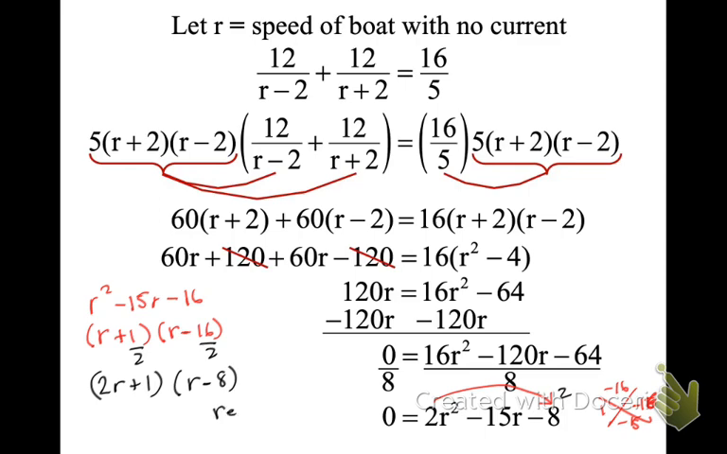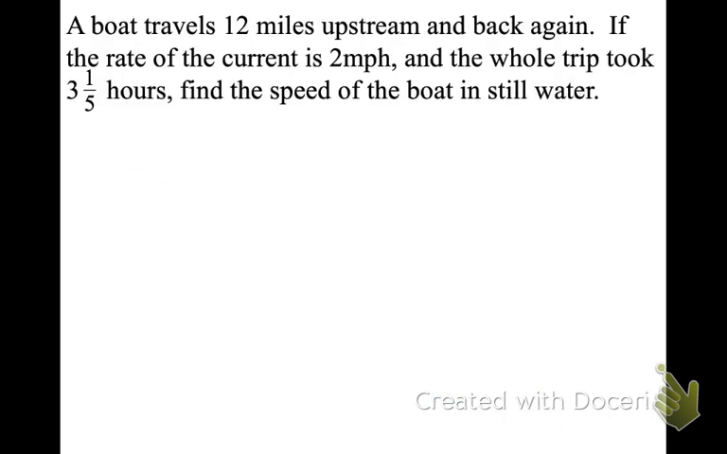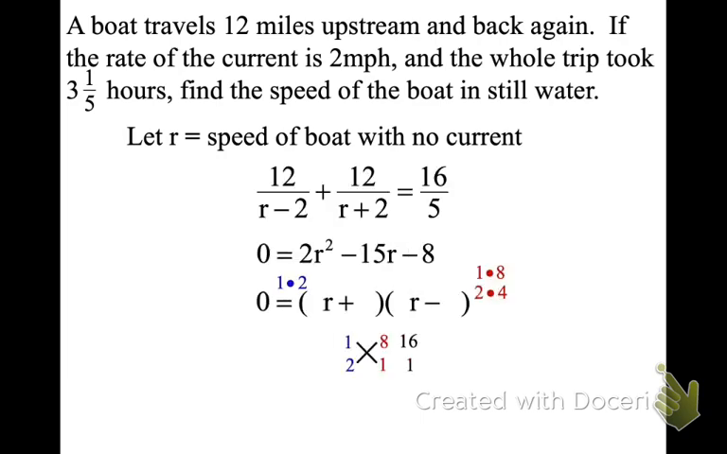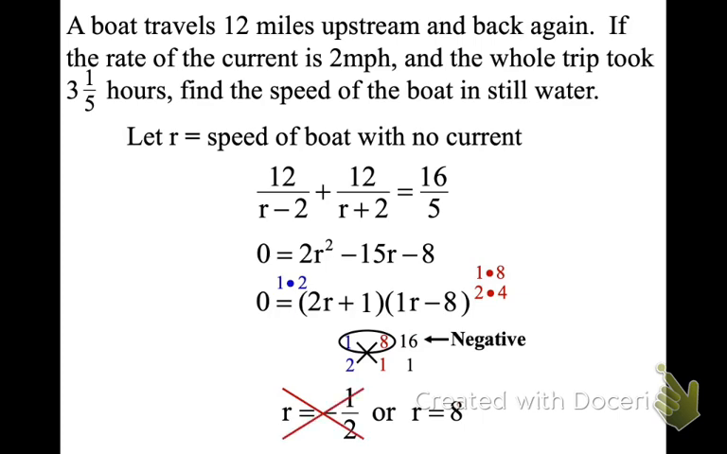So I get 2r plus 1 times r minus 8. So r is equal to 8. And 2r plus 1 equals 0. Subtract 1. 2r equals negative 1, divided by 2. So r equals negative 1/2. Can speed be negative? No. So my r, go back to the original, has to be 8. And so there we have, it's 8 miles per hour. And that is our lesson.